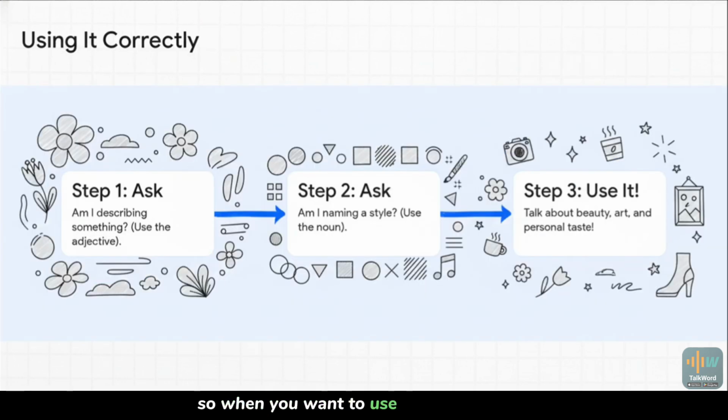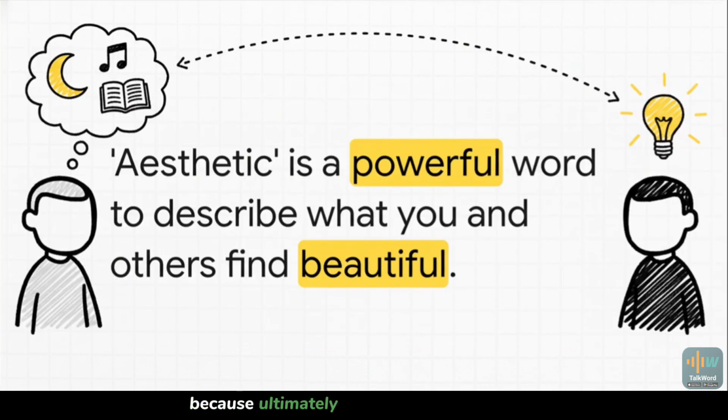So, when you want to use the word aesthetic, it's really simple. First, just ask yourself, am I describing something's qualities? If yes, you need the adjective. Second, ask, am I naming an entire style or a vibe? Well, then you're using the noun. And the last step is the fun part. Just go out there and use it to talk about all the things you find beautiful. Because ultimately, that's what this is all about. Whether you're using it as an adjective or as a noun, aesthetic is just a really powerful, precise word for sharing and understanding what we find beautiful in the world around us.